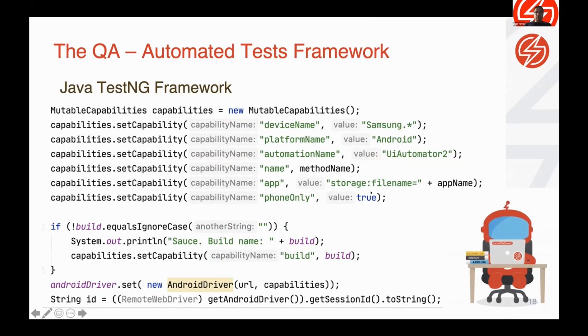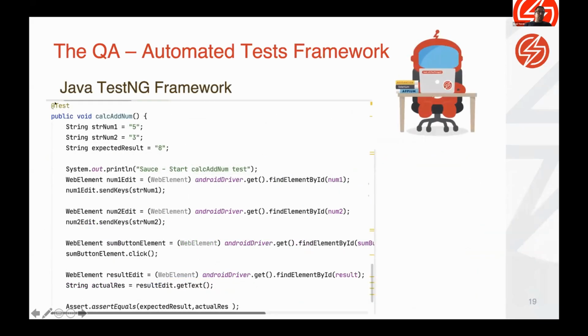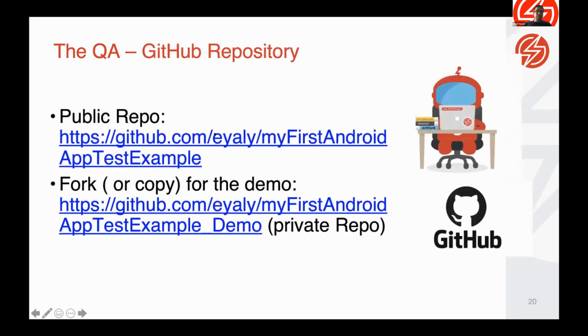And the application is the name of the application. And the JUnit test, a simple Java test, is: find the first edit, send the key, find the second edit, send the key, the second number, click on the button, click on the add, and verify that the expected result 8 is actually the result that I can find in the application. Okay, very simple test. For this one, the public repository is my first Android app test examples, and for this demo, it's located here.